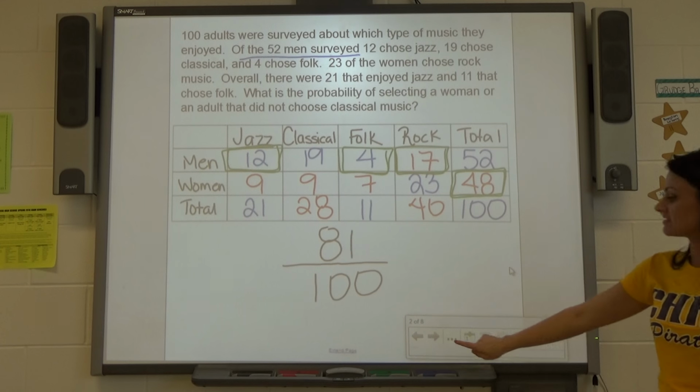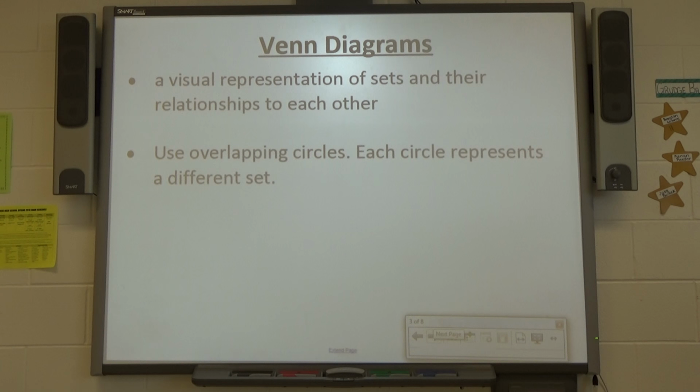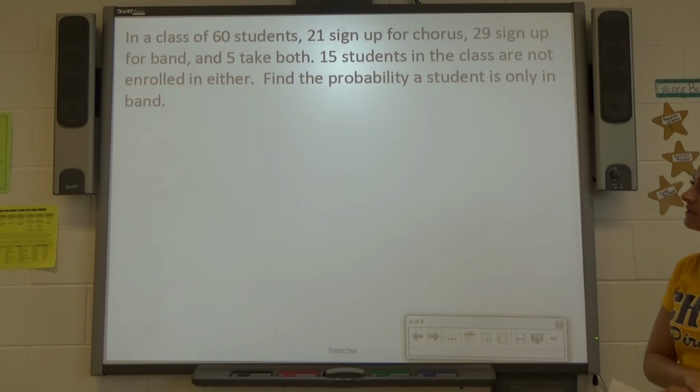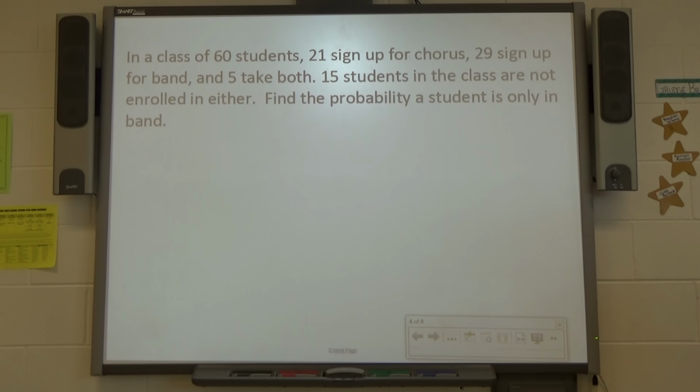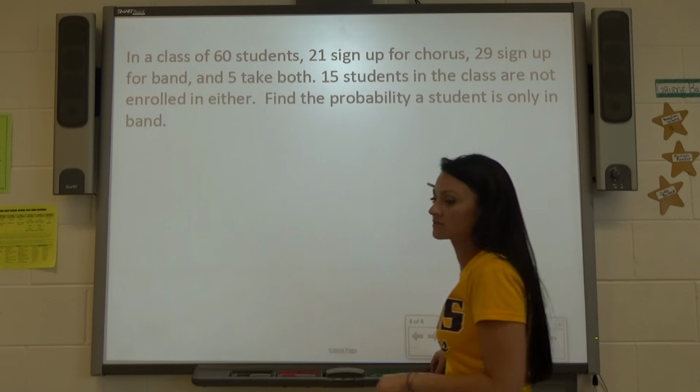Now we're going to step into Venn diagrams. So Venn diagrams you have seen before. These are the ones with overlapping circles, and we're going to look at 2 examples together on this. So the first example, a class of 60 students, 21 of them are signing up for chorus, 29 are signing up for band, and 5 are signing up for both. 15 of the students in the class are not signed up for either class, band or chorus.